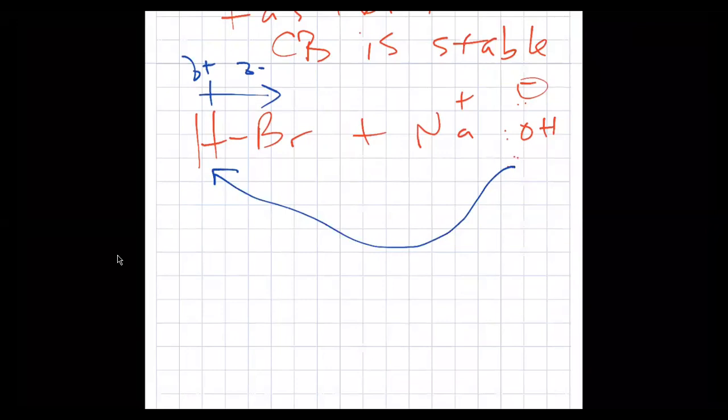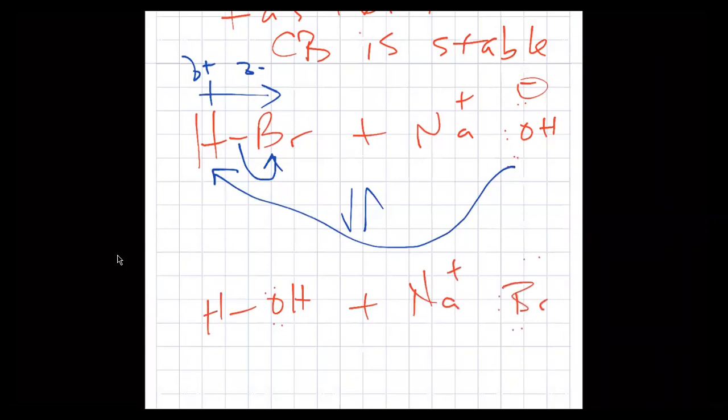Right? So when that happens, I also have to break the HBr bond and give those electrons to bromine. So on the other side of the reaction, I'm going to draw it this way. I'll have HOH plus Na plus and then Br minus. So we said this is the conjugate base. What's the conjugate base's relationship to the base?